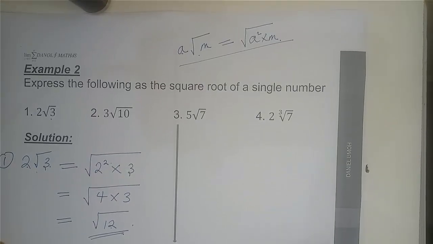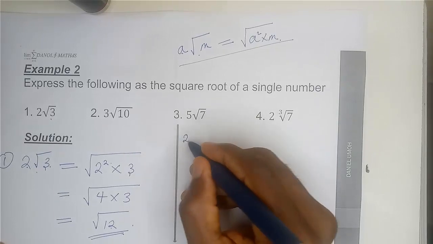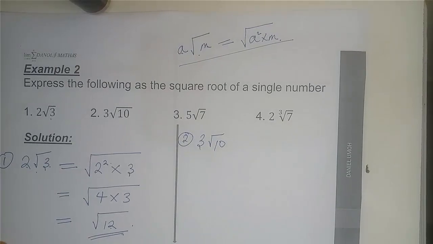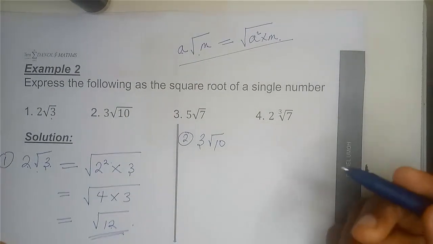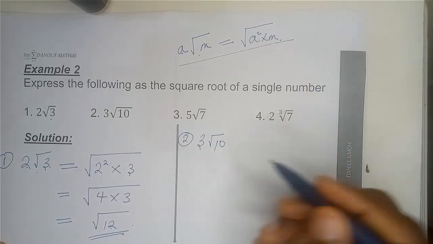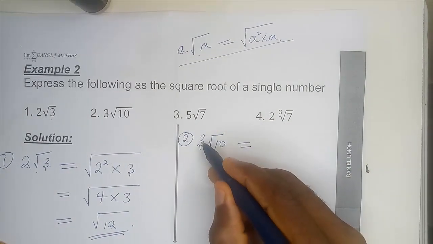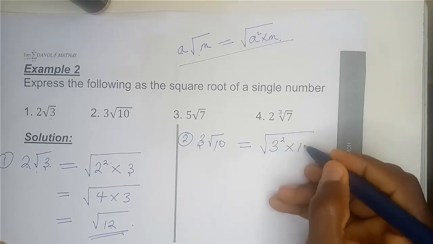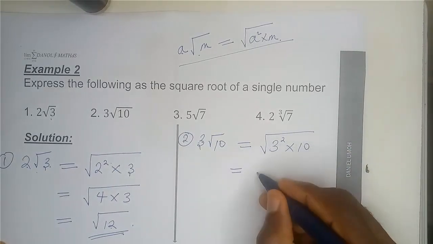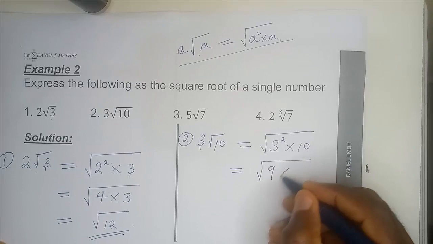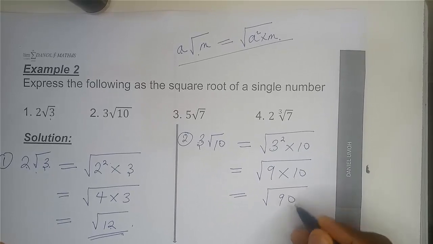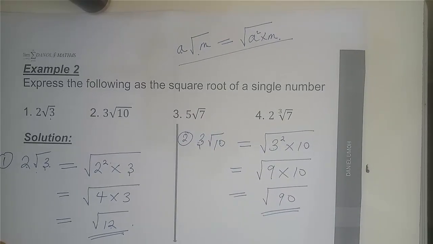Now, let's look at this other one. Number 2, 3 root 10. So if I want to get a single number here under the square root sign, I say this is equal to, I push this 3 in here, and it becomes 3 square times 10. And this is equals to square root of 3 square is what? 9. And then times 10. So this gives me 9 times 10 is what? 90. And that's all. I hope you understand what I'm doing here.